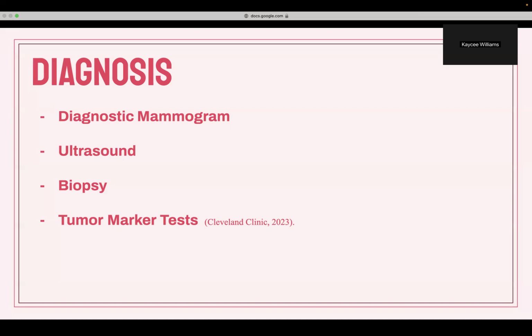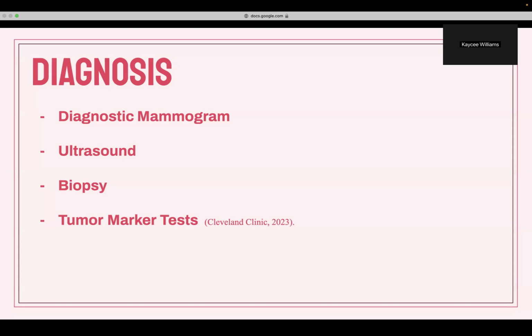It is not invasive, not near as invasive as a biopsy. During a biopsy, tissue is removed from the desired area and sent to be tested in the lab. This is a definitive way of diagnosing breast cancer. Obviously, if cancer cells are found in that biopsy, that is when they are diagnosed with breast cancer. And then the last thing that we're going to discuss is the tumor marker test.